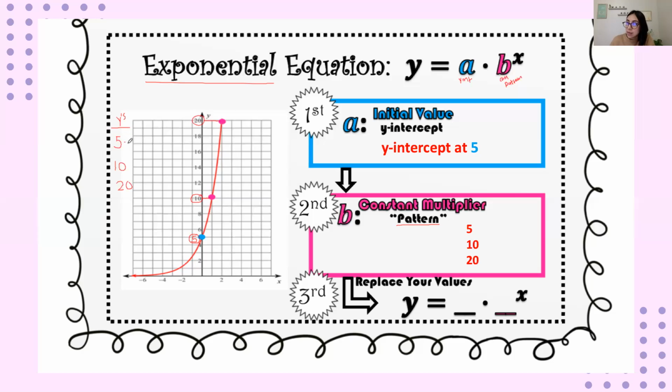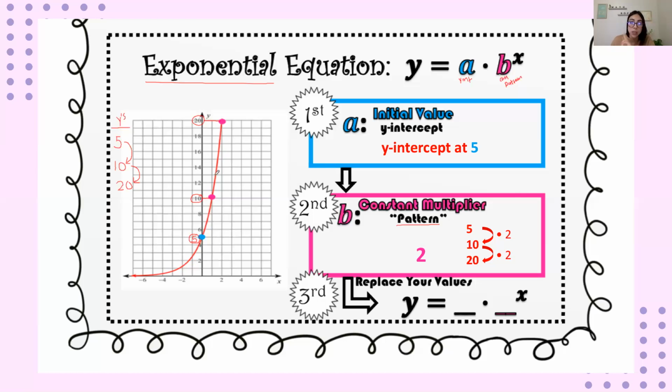And I'll give you guys some time. What is our pattern that gets us from 5 to 10, from 10 to 20? And remember, we said it's a multiplication pattern since this is an exponential function. Good job, Jessica. Yes. Anybody else want to try? You can either put it in the chat or... Yeah, good job. We're multiplying by 2 each time. So 5 times 2 gets us 10, and 10 times 2 gets us 20, which tells us our constant multiplier is 2.